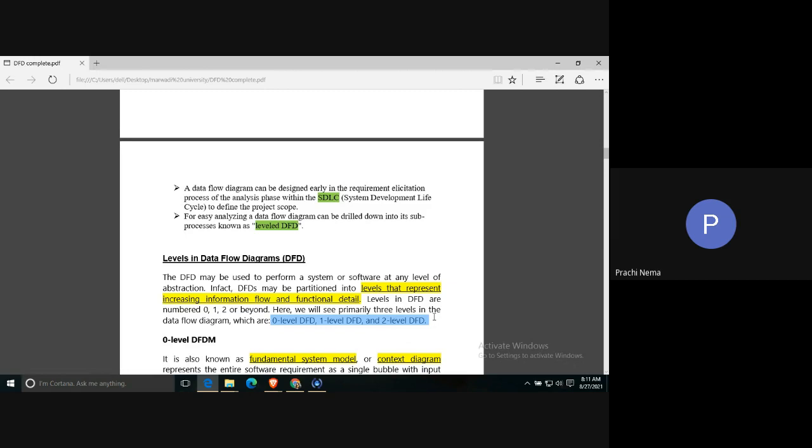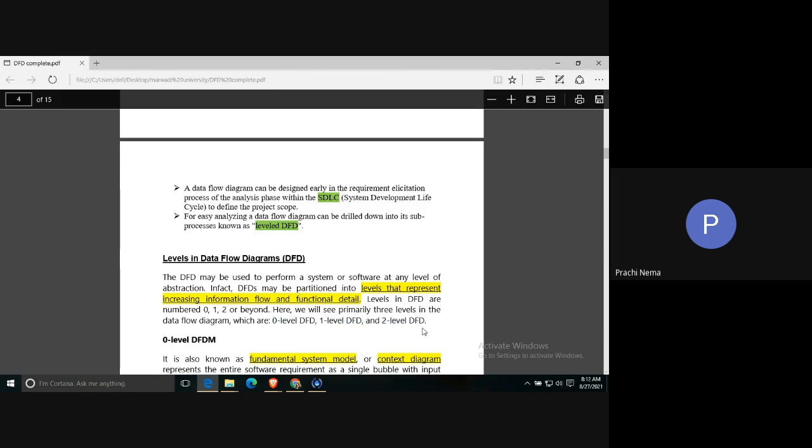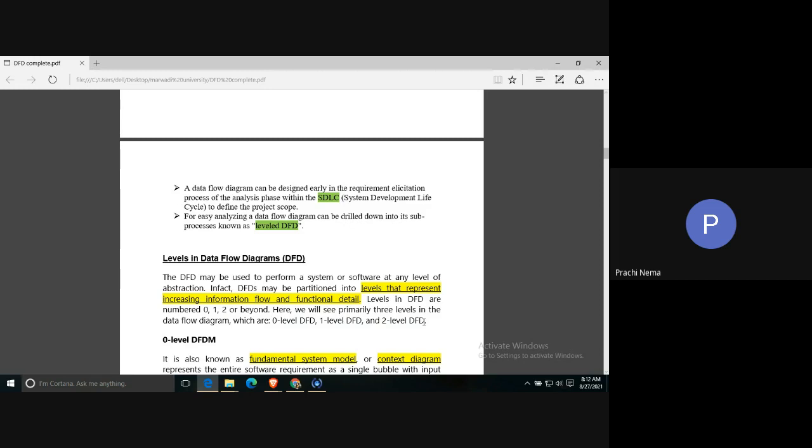Depending upon the complexity and the size of your software, you can choose up to which level you want to go. But mostly two level DFDs are preferred. You will start drawing from zero only, but you can move up to two level, because this many levels are sufficient to represent all the information, all the components.